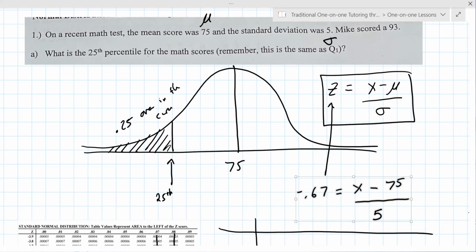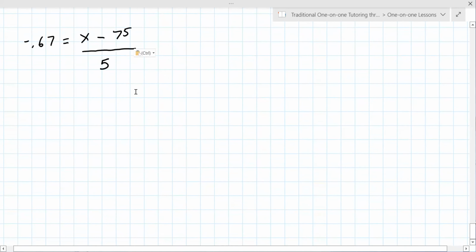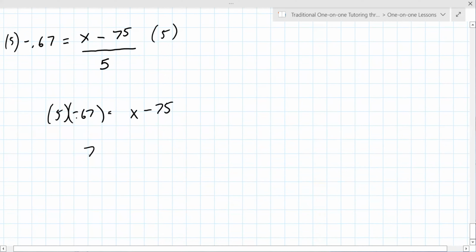So let me talk through that. You multiply both sides by 5. It's 5 times minus 0.67 equals X minus 75. And then you add 75 to both sides. So it's 75 plus 5 times minus 0.67. And that is your test score. That's the 25th percentile. Okay. So that ends up being 71.65.